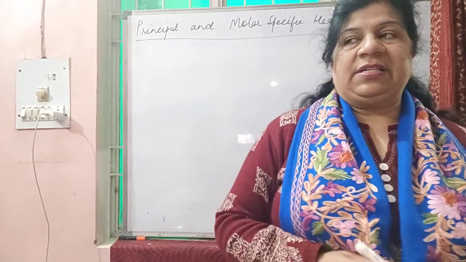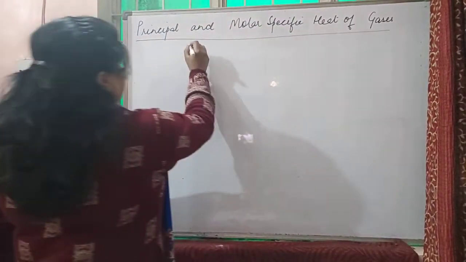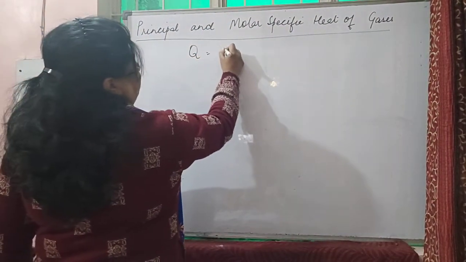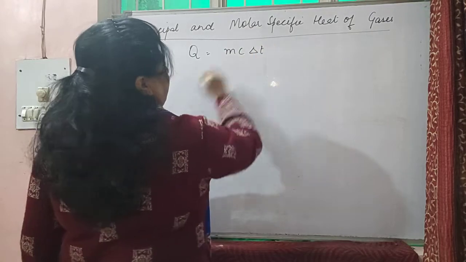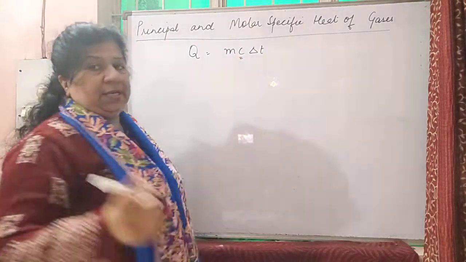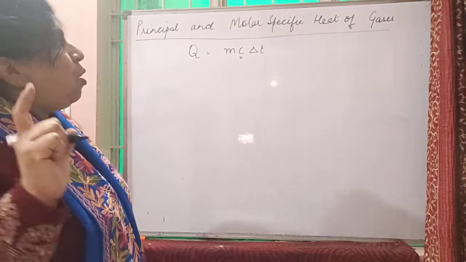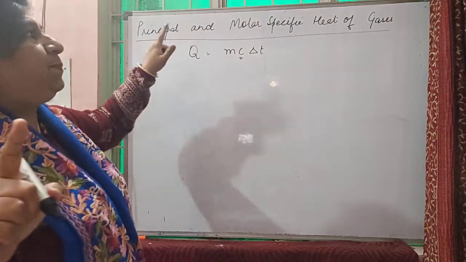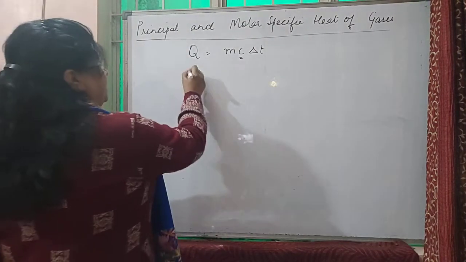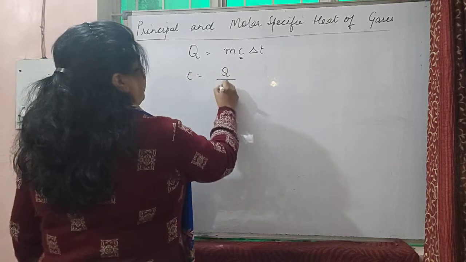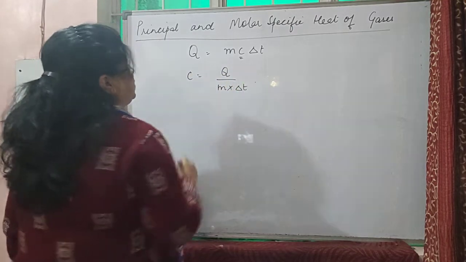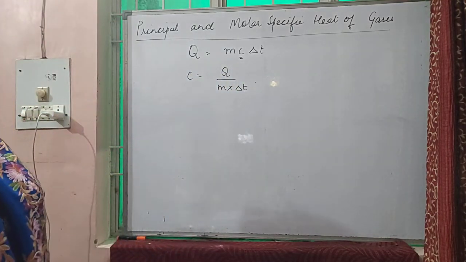We have done it in previous classes also, and we used to give it as the amount of heat is equal to mc delta T. So C is the specific heat capacity, or here we call it the principal specific heat of the gases, and C is given as Q upon M into delta T. So this is the principal specific heat of gas.